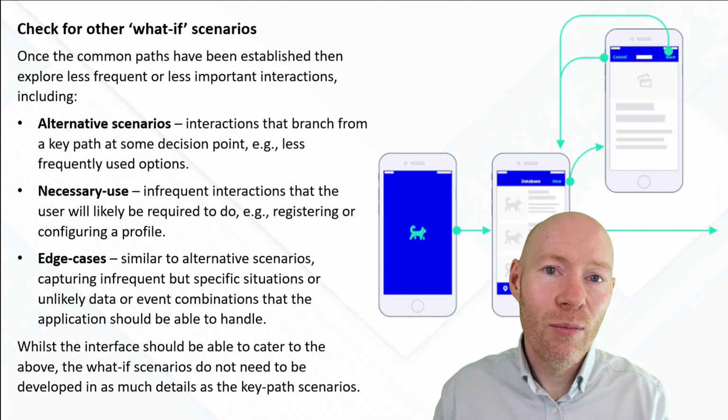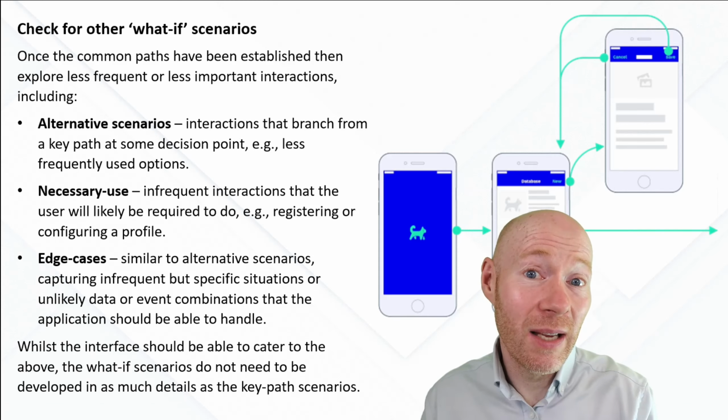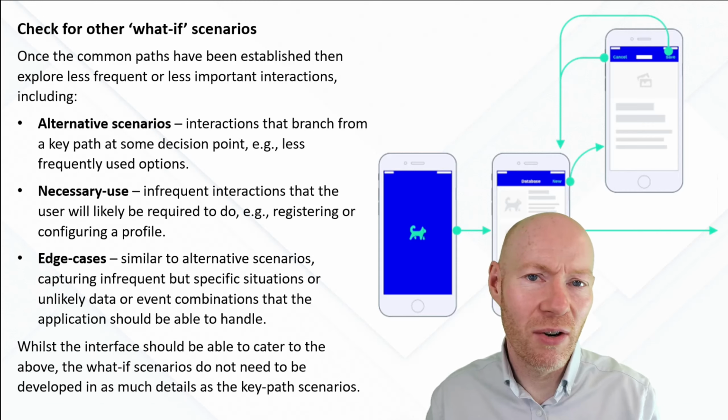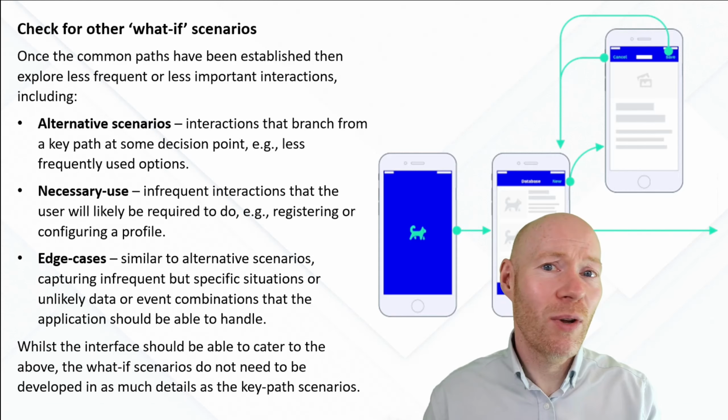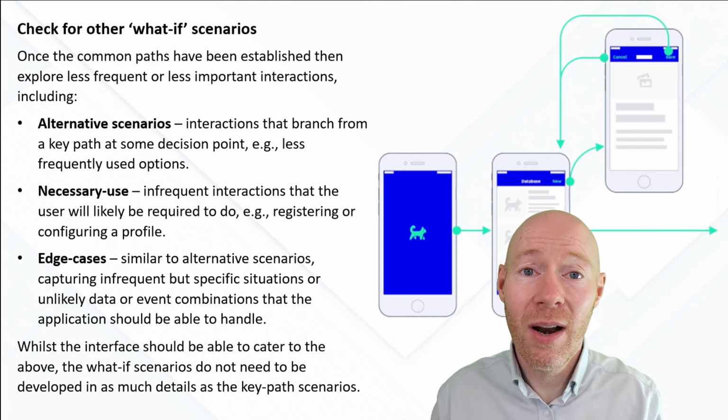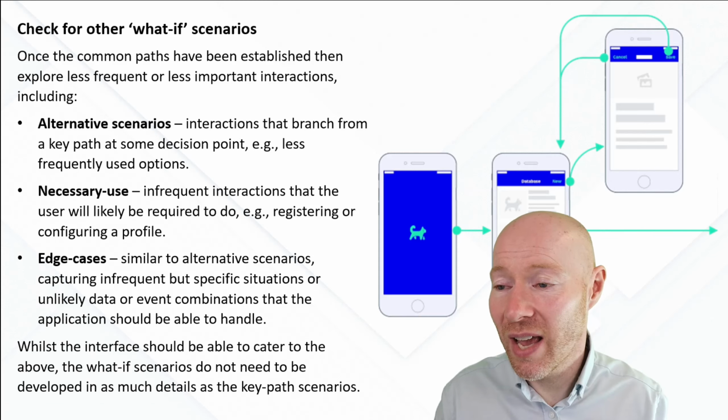Necessary use would be things that would happen infrequently, but the user still has to engage with. So for example, registering or configuring a profile. They don't do it very often, but we still want, again, just to check to see that it all hangs together and we're happy with the way we've designed it.